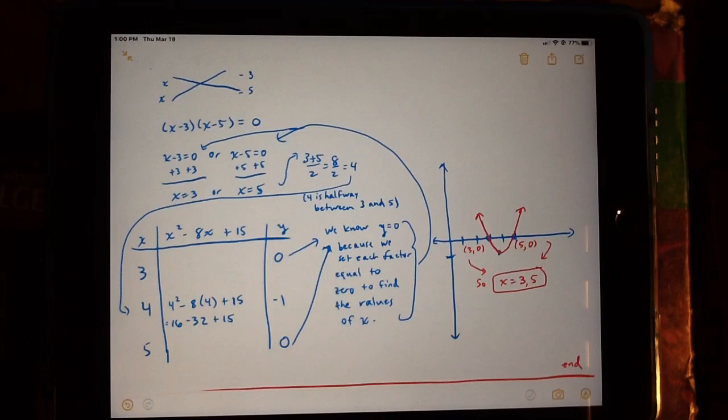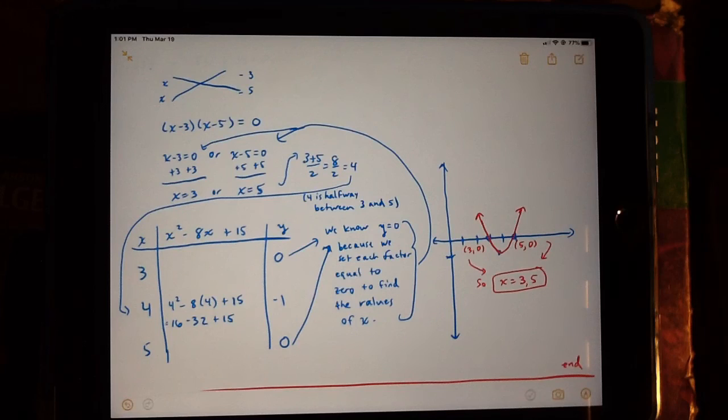Then I'm going to plot those 3 points, and here, plotting those 3 points, I see a parabola opening upward. It intersects the x-axis at 2 places, and that's why we see those 2 values, x is 3 and 5, as solutions to this equation.